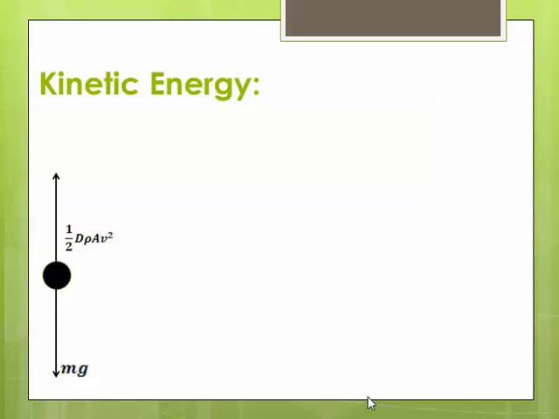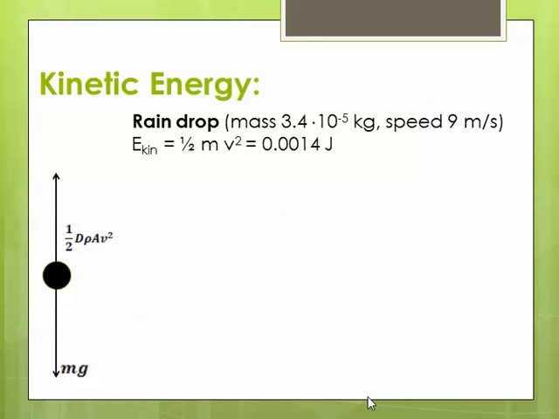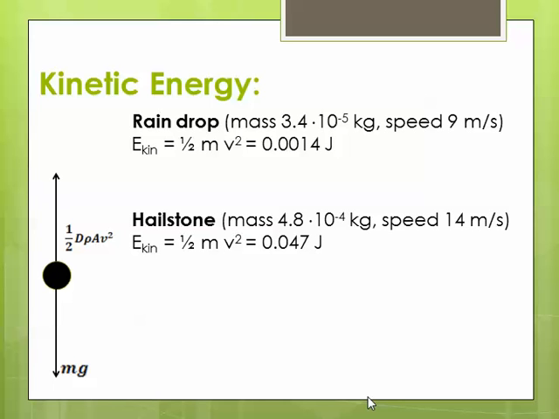Now we can also consider the kinetic energy. The kinetic energy of the raindrop, let's remember, is given by a half mv squared. So the velocity is 9 meters per second. We need to take the terminal velocity here, and the mass is 3.4 times 10 to the power of minus 5 kilograms. So a half times mv squared equals 0.0014 joule, which is very small. A raindrop has got a very small kinetic energy. Now the kinetic energy of a hailstone is a little bit larger, 0.047 joules.